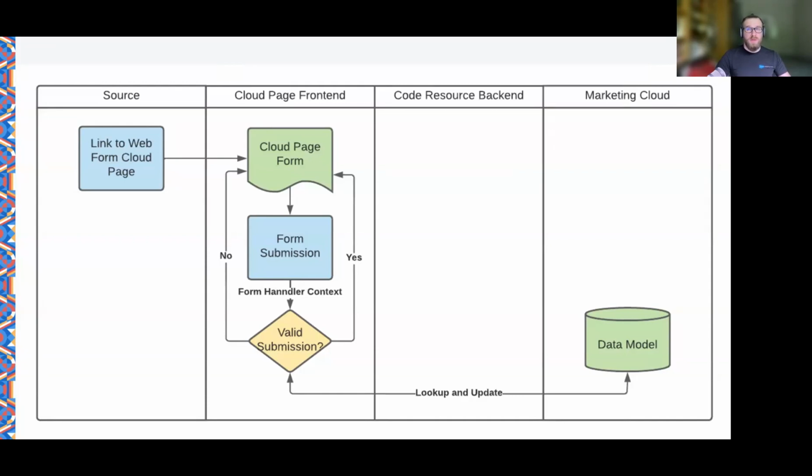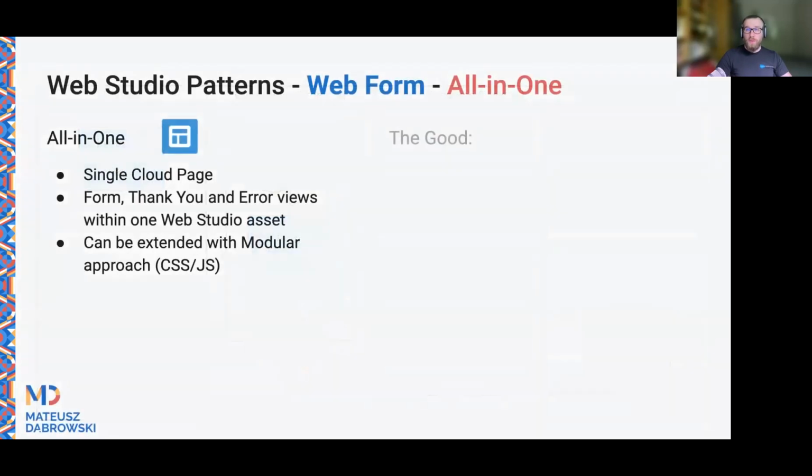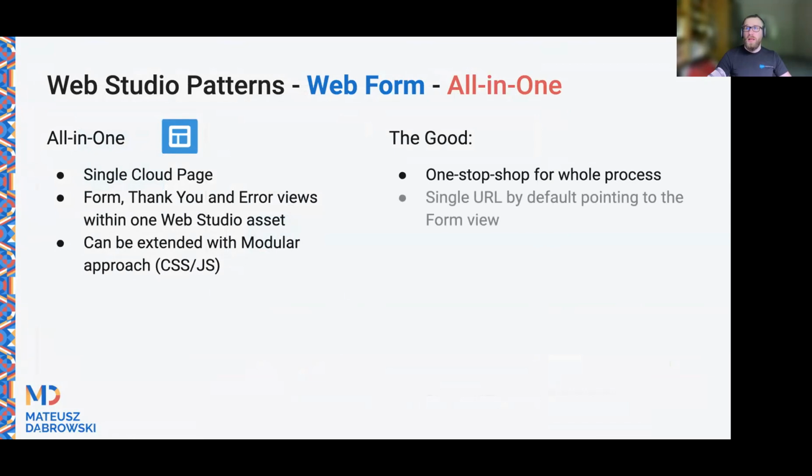So in this case, you have one cloud page, 3 views, and programmatic selection of which view is loaded depending on the URL or payload. And again, of course, it can make lookups and updates to the data model. The good part: one-stop shop for the whole process. So everything related to this specific form is in one single cloud page. And this is the only thing that you need to worry about, apart from the data extensions, of course.